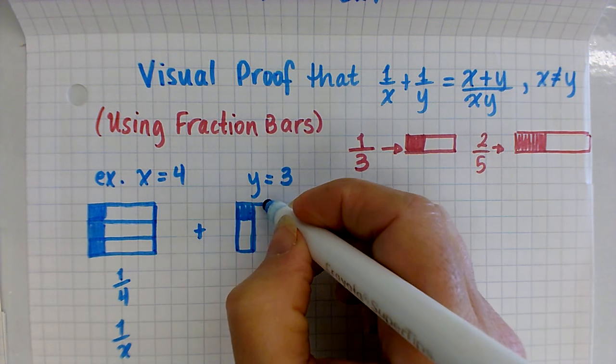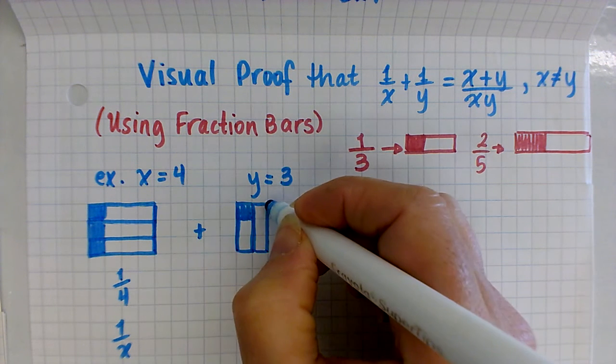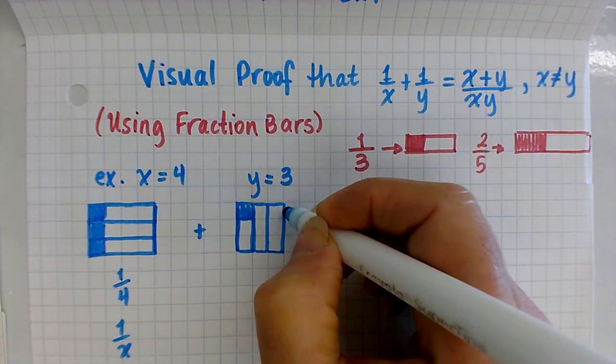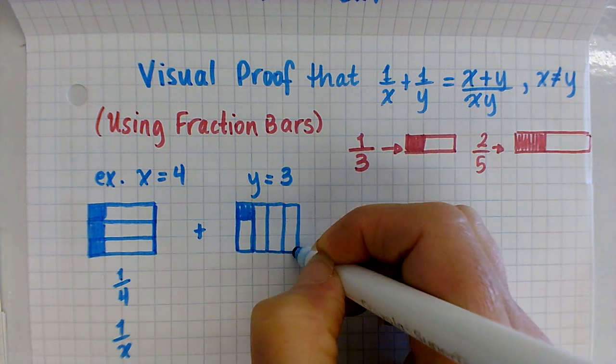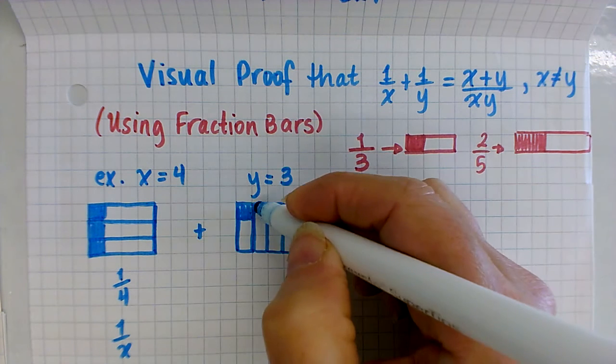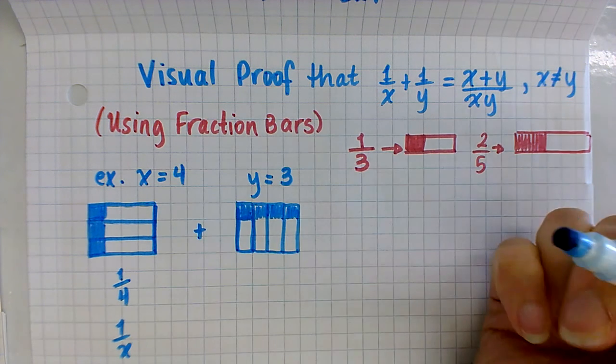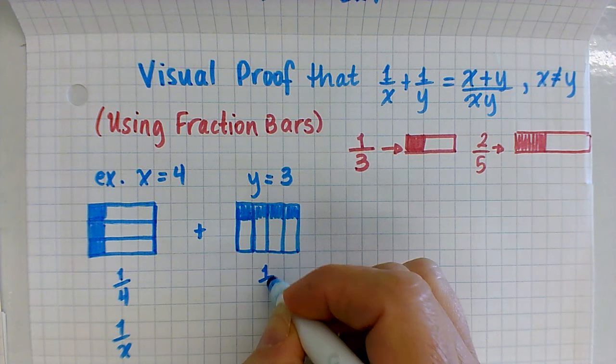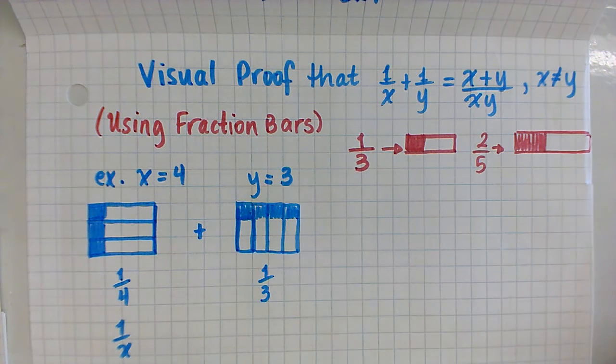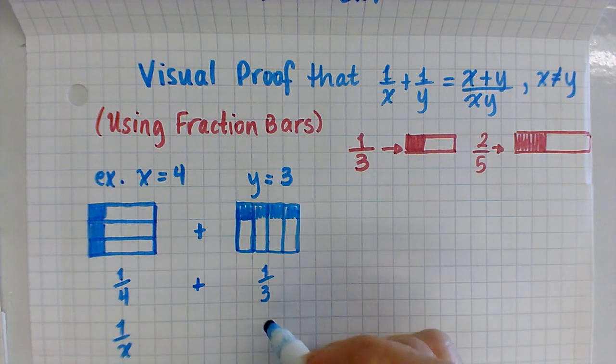If I do a similar duplication on the right hand model, I'm duplicating that 3 times. Okay, the new model also is equivalent. It represents 1/3. 4 out of 12 is 1/3. And that is representing our 1 over y.